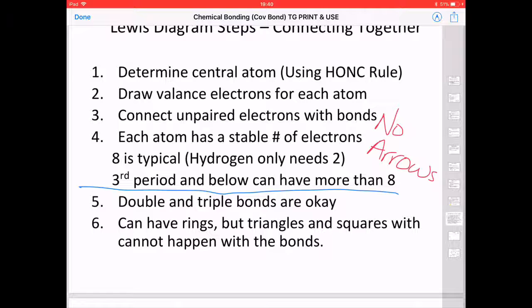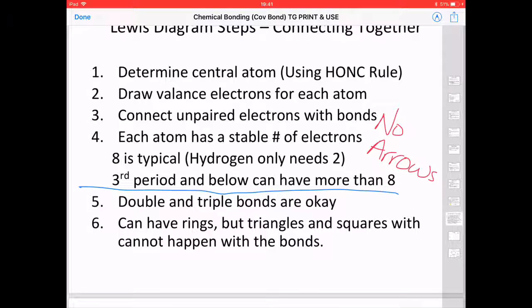The last 2 steps for your Lewis diagrams are, like I said, more like notes. Step 5 tells you that double and triple bonds are okay, and 1 or 2 of our examples have some double bonds in there for you to see. Step 6 tells you that you can have rings, but you can't have triangles and squares. What that basically means is you can have atoms put together in kind of a circle form, but it has to be at least 5 atoms or more, because you can't form a triangle with 3 atoms because those bond angles don't actually exist.